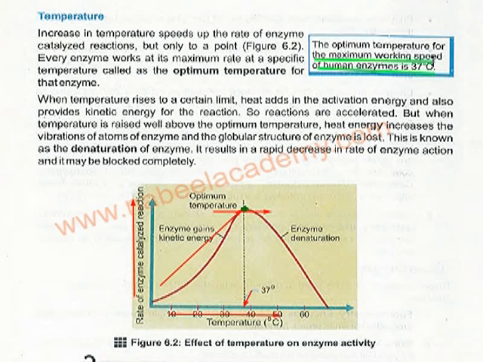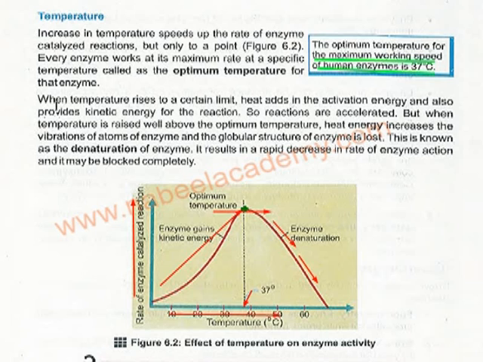This does not happen in the body, like 60 degrees centigrade and things like this, but we can test it in the laboratory. When we test different enzymes with increasing temperature, the phenomenon is the denaturation of the enzymes and the decline in enzyme activity, which is shown here.